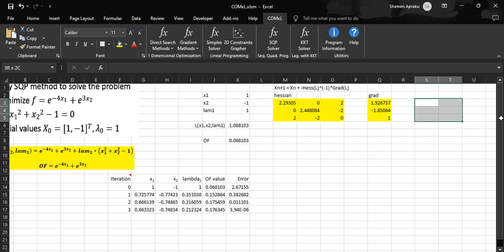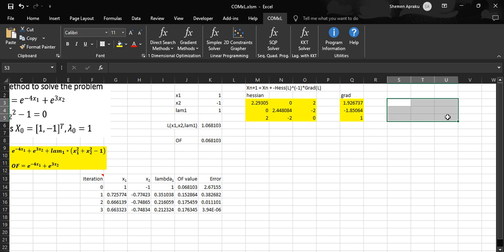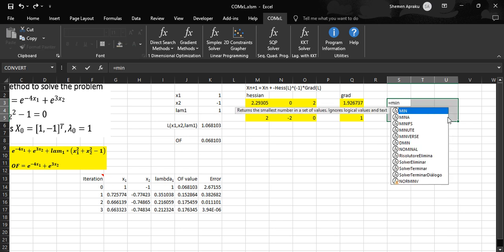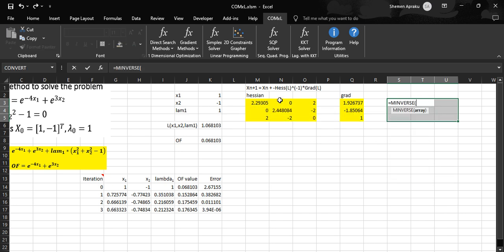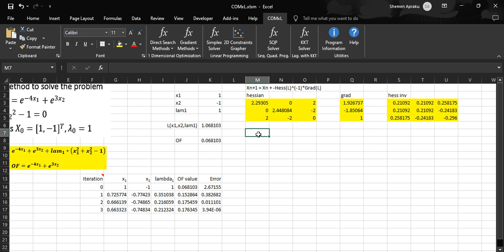Yeah. So I have my Hessian, my grad. So now I have to have my Hessian inverse. So we have the inbuilt worksheet function that is called MINVERSE. That is for finding the inverse of a matrix. So MINVERSE of the Hessian. I Control Shift and I enter. So this is for Hessian inverse. So now we have the Hessian inverse.